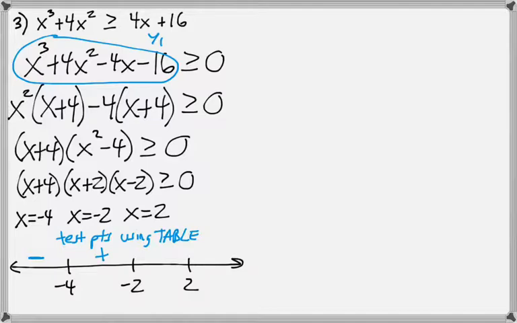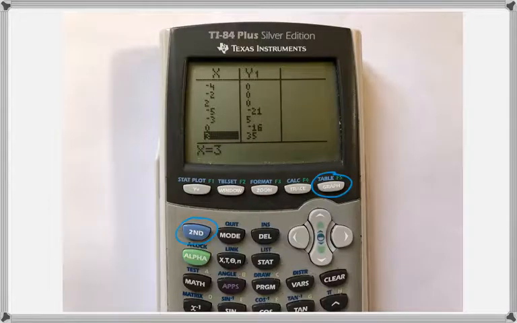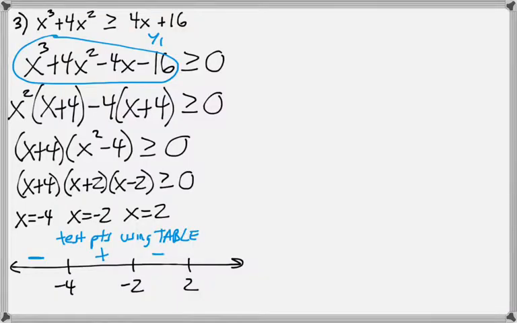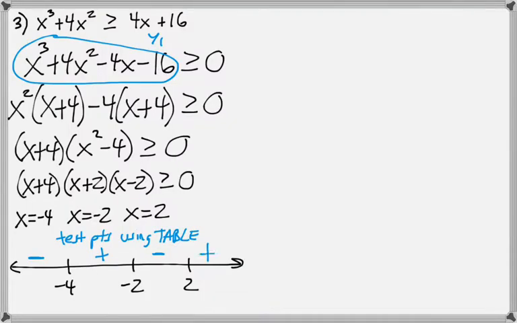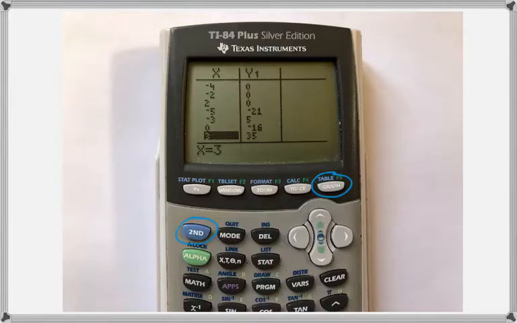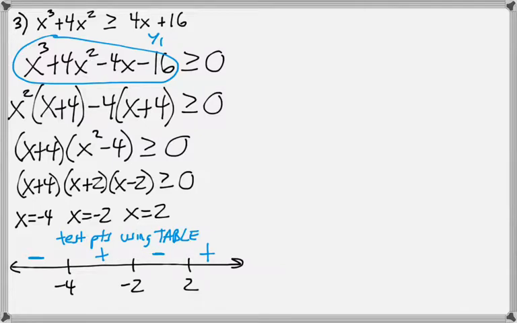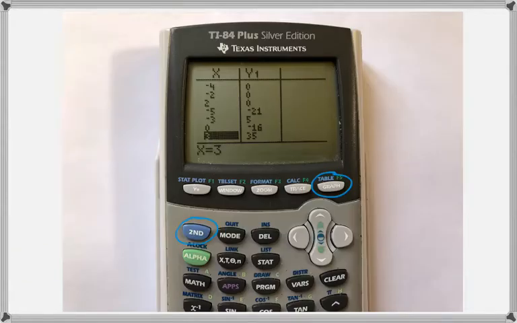Again, I'm plugging in numbers that just lie in between these numbers. If you plug in 0, you get a negative 16. And then if you plug in 3, you get a positive 35. So positive number here. Again, you don't need to pick specifically negative 5, negative 3, 0, and 3. I just pick those numbers because they lie in between these cutoff points. For this region over here, you could have picked negative 10, you could have picked negative 100, as long as it's something less than negative 4. I just picked negative 5.